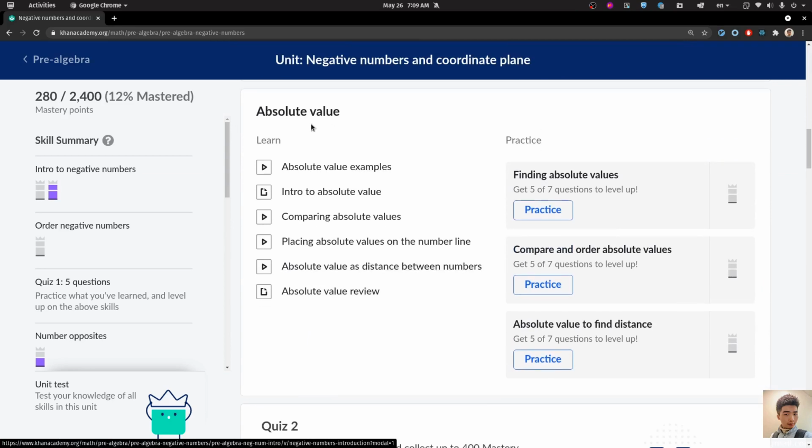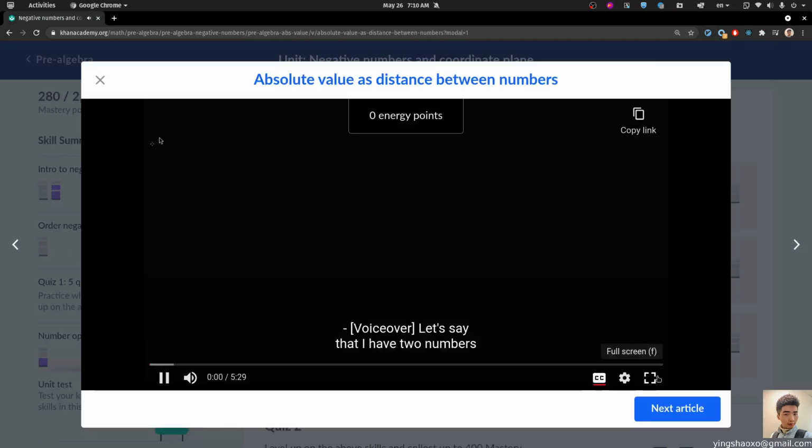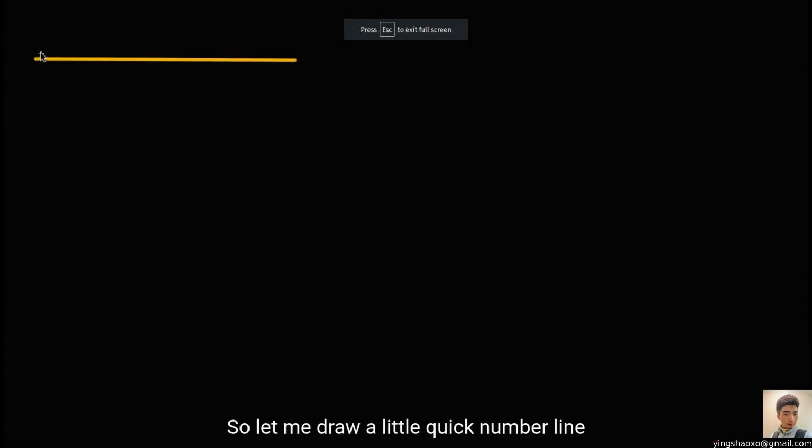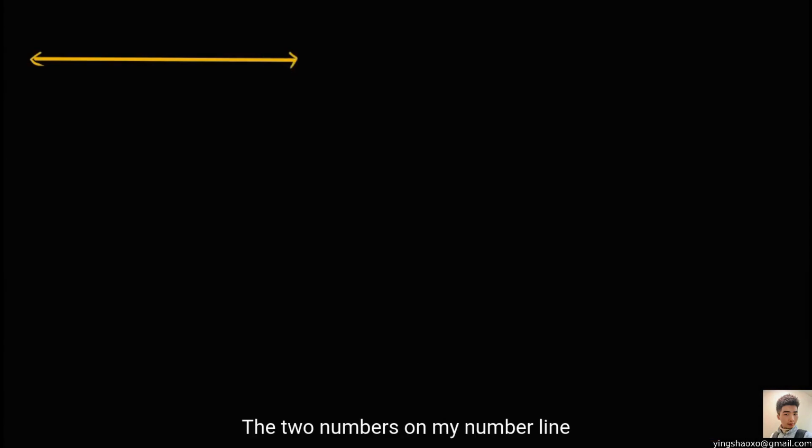Then it comes with absolute value. It's a strategy or a method to convert negative numbers to a positive number, so that we can get, let's say, a length, something like that. Let's say that I have two numbers on a number line right over here, the number A and the number represented by B here.